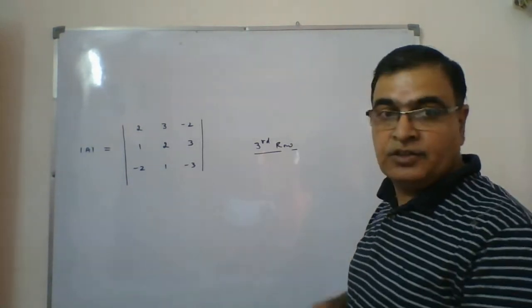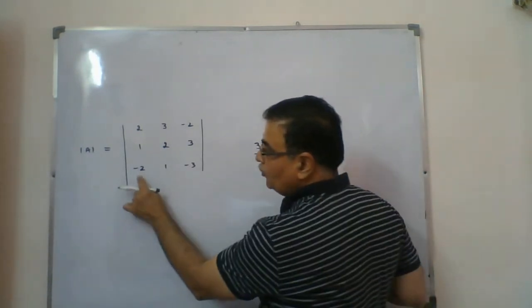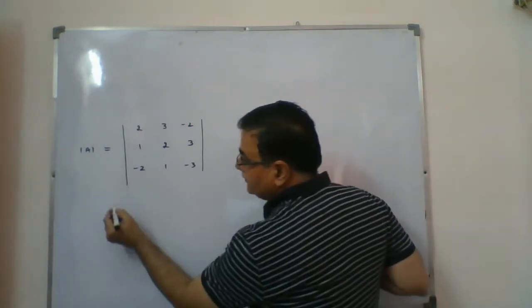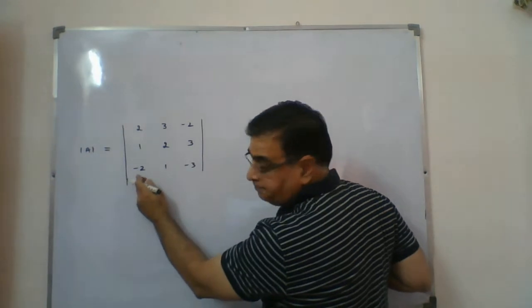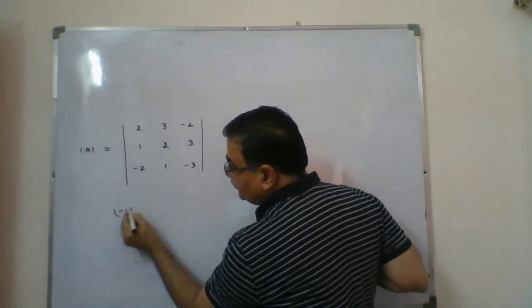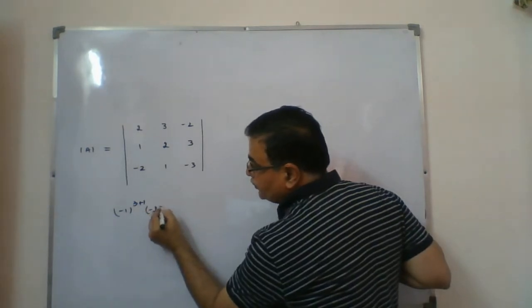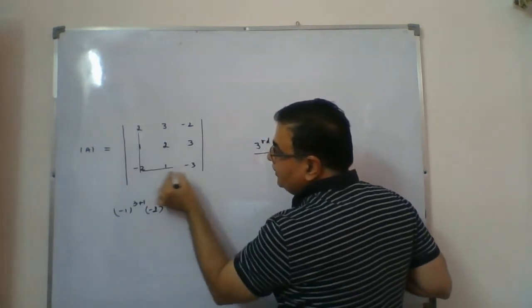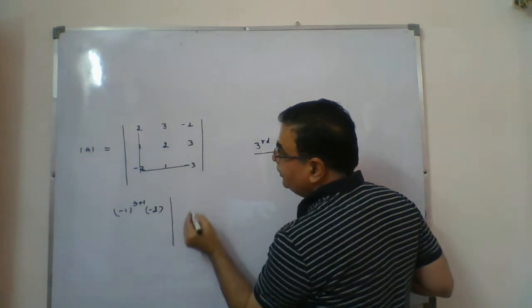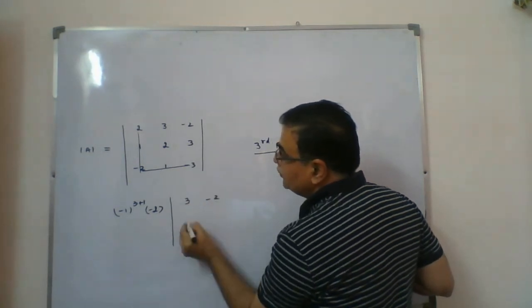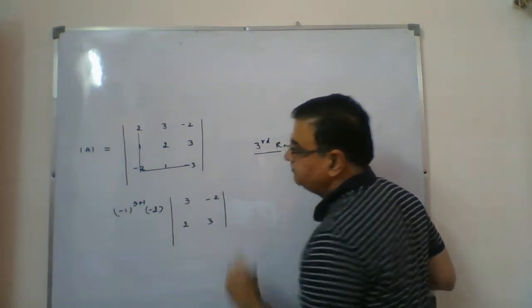So when we say third row, I'll just go for this element. This element will be a 3 1. So I'll say minus 1 power 3 plus 1. The element is minus 2. Leave this row, leave this column. Then what is the determinant left? 3 minus 2, 2 and 3.